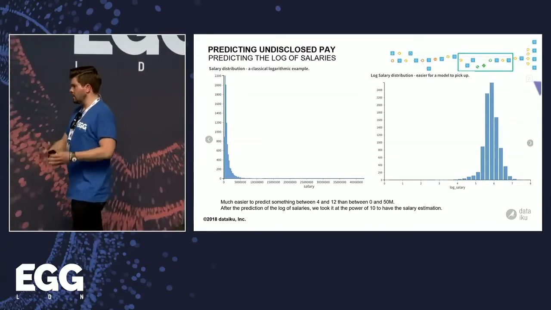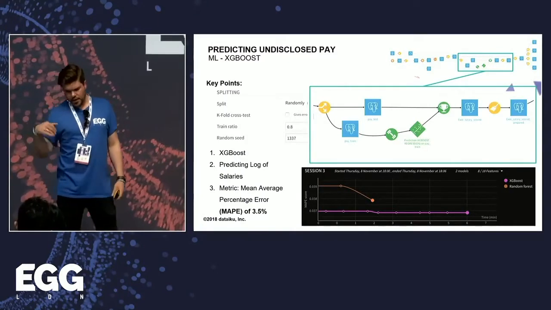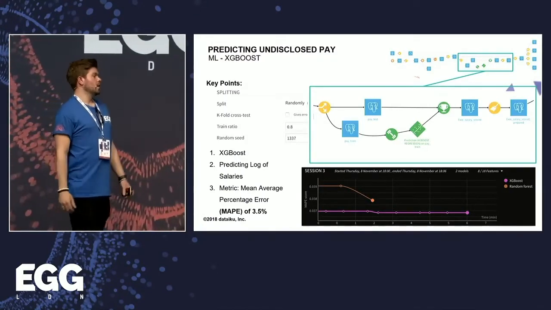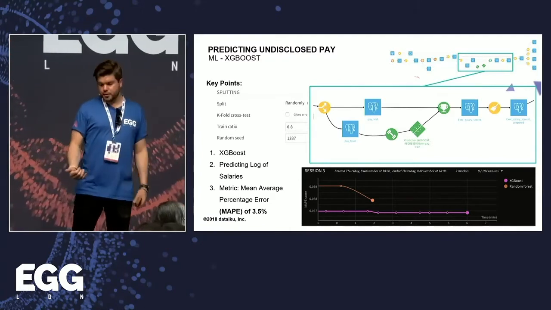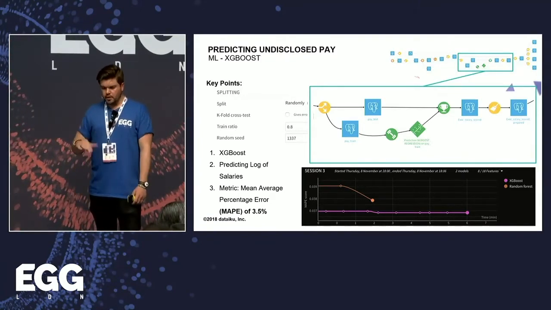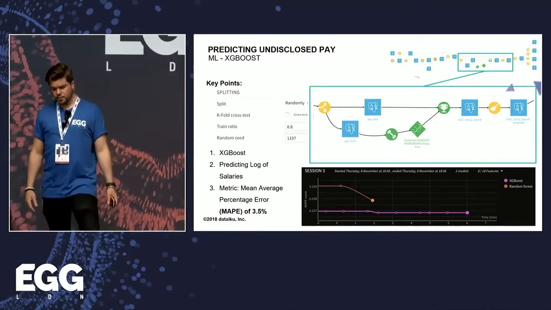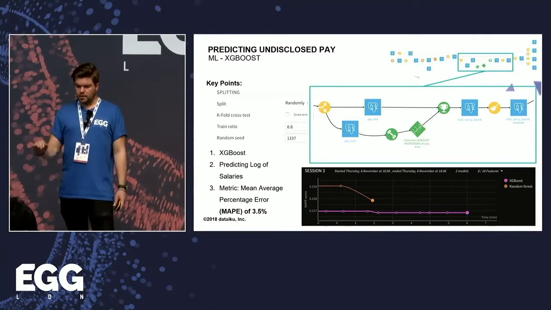The model that we used was XGBoost. We trained a couple of different ones, random forest against XGBoost. XGBoost performed the highest for the metric that we were looking for. We got a MAPE of about 3.5, which is pretty good for the most part, and that's just looking at the logs of the salaries. So up to here, all good.